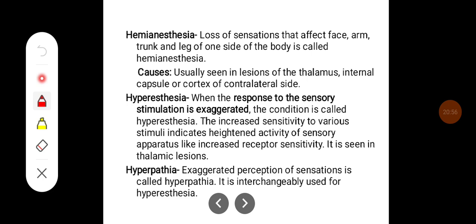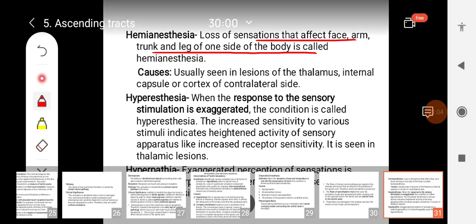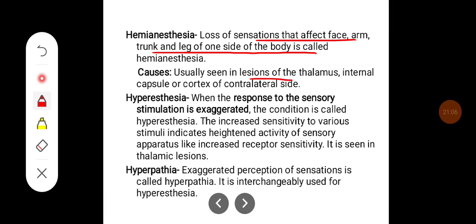Hemianesthesia is loss of sensation that affects the face, arm, trunk, and leg of one side of the body. The causes are usually lesions in the thalamus, internal capsule, or cortex of the contralateral side.